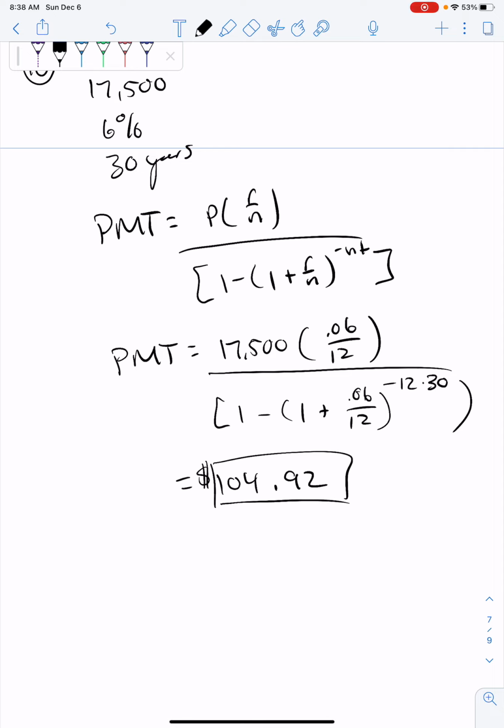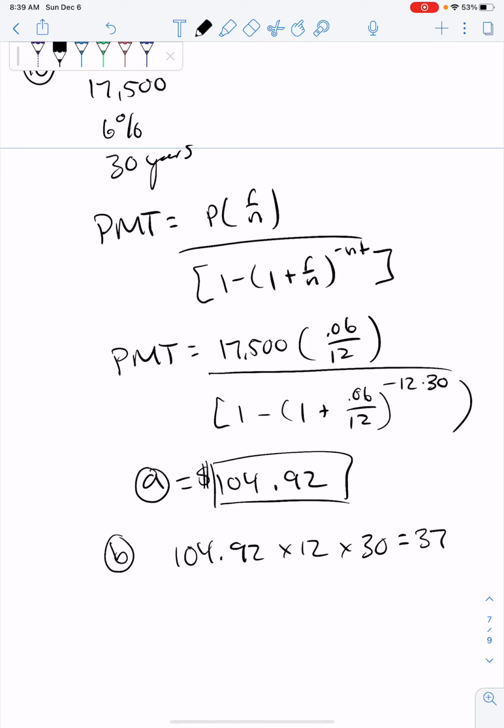Then to find out the total amount that I paid, so that's my answer to part A. My total amount that I paid, I would take that payment and I would times it by monthly, times it by the number of years, and my total comes out to be like $771.20. So you borrowed $17,000 and 30 years later you paid it off, and it cost you almost $40,000.